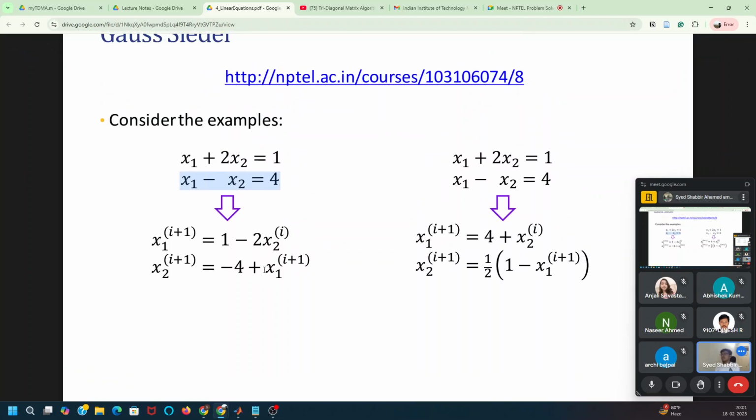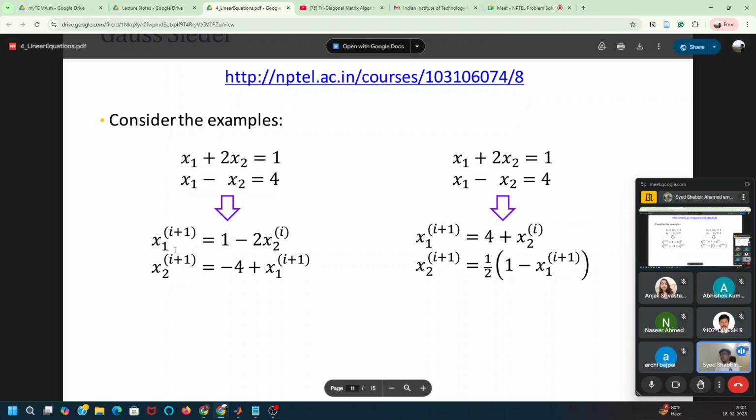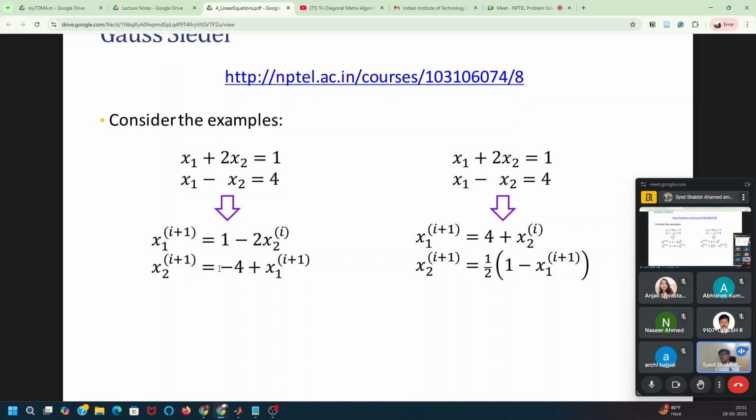What we have already seen in the course is that if I do this iterative procedure using the Gauss-Seidel method, the solution was diverging. We were not getting a converged, stable solution. The error was increasing as we went on.